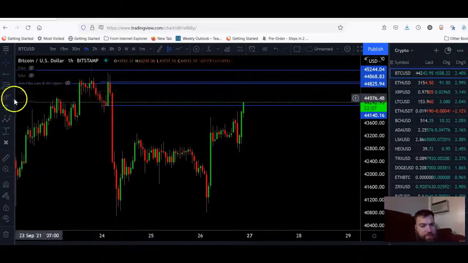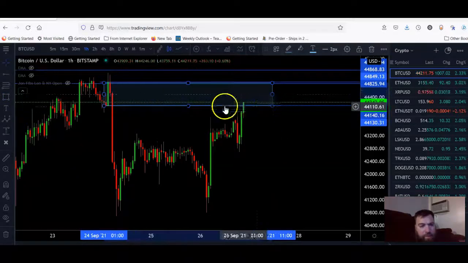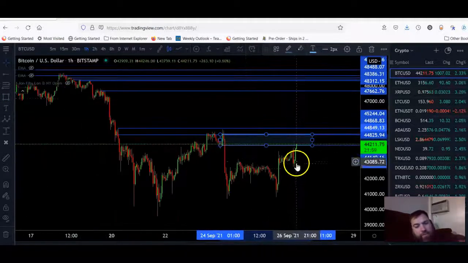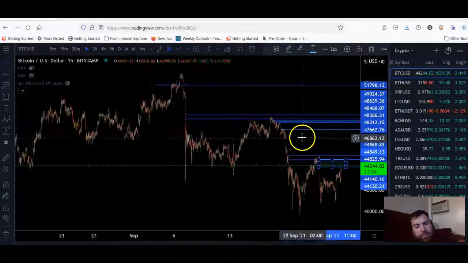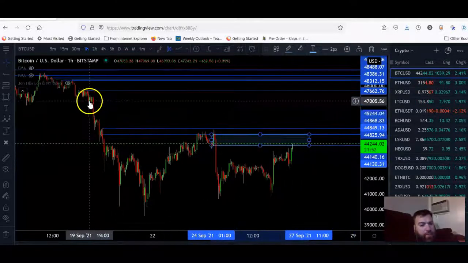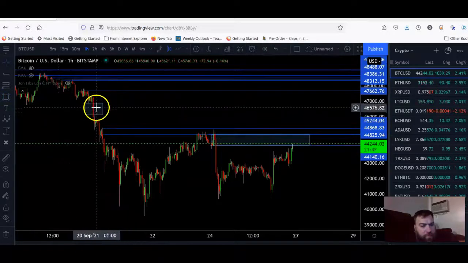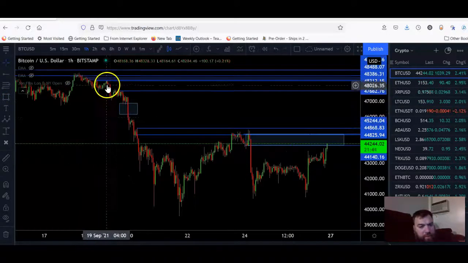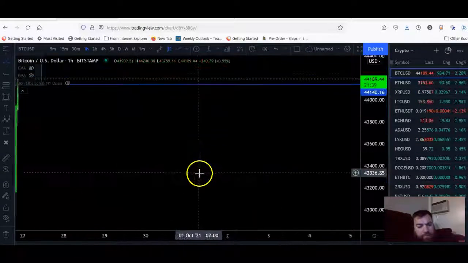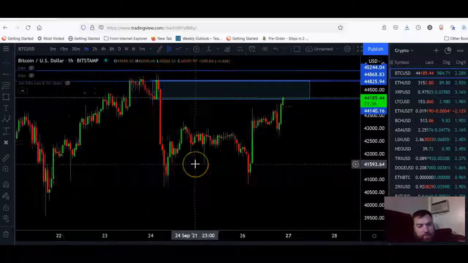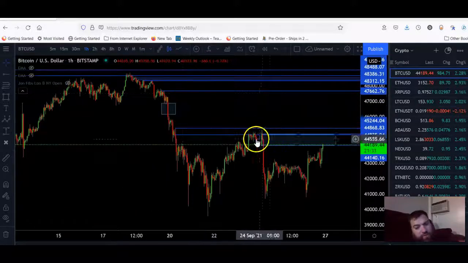Let's see what happens inside here. It's moving pretty aggressive today. So you got some imbalance right here. Needs to be filled. Maybe some imbalance right here. We'll see. Could be a good sell off right here.